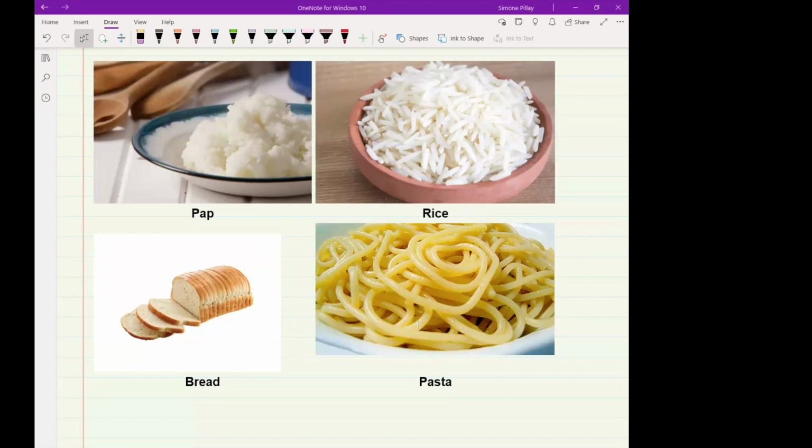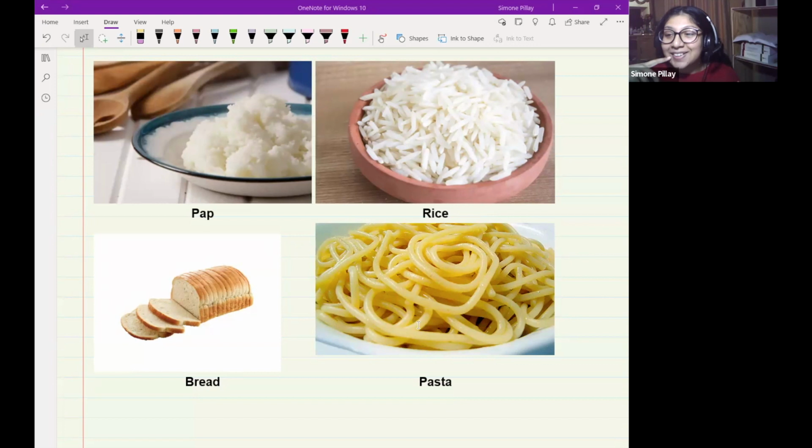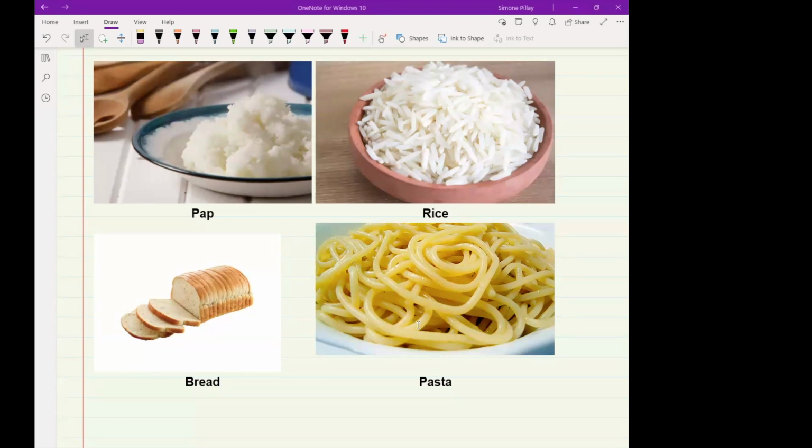Okay, so originally I said rice must go, but then I thought for a second and I realized there are so many things you can make with rice, like sushi and all that stuff. Oh, you're right. Okay. I got rid of pap because I don't really eat it that much, and yeah, that's all I have to say.